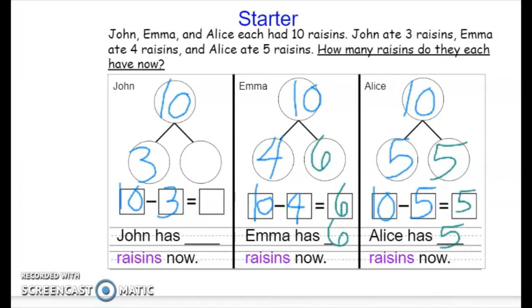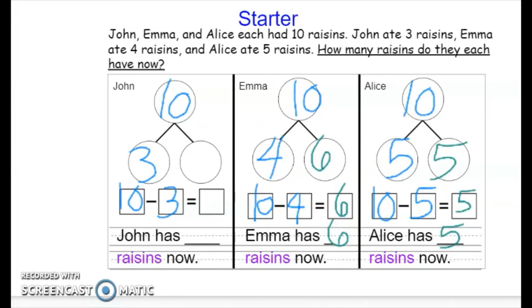For John, I'm going to use count back. Put 10 in your head. Put 3 on your fingers. Count back with me. 10 in my head. 9. That's the first finger. 8. Second finger. 7. Third finger. So how many raisins does John have left?